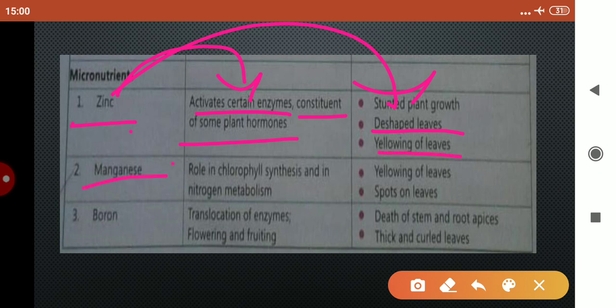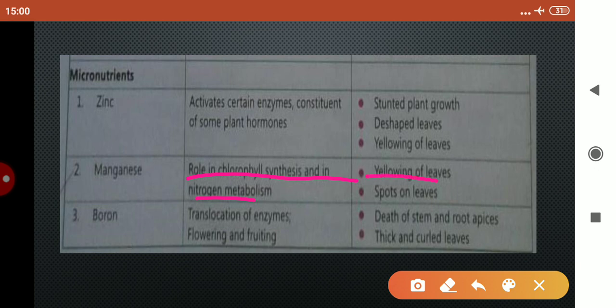Then manganese has an important role in chlorophyll synthesis and in nitrogen metabolism. Then the deficiency of manganese results in yellowing of leaves and spots on leaves. Now the next one is boron. Boron is responsible for the translocation of enzymes. This means taking the enzyme from one place to another and acting there. And also it is responsible for flowering and fruiting.